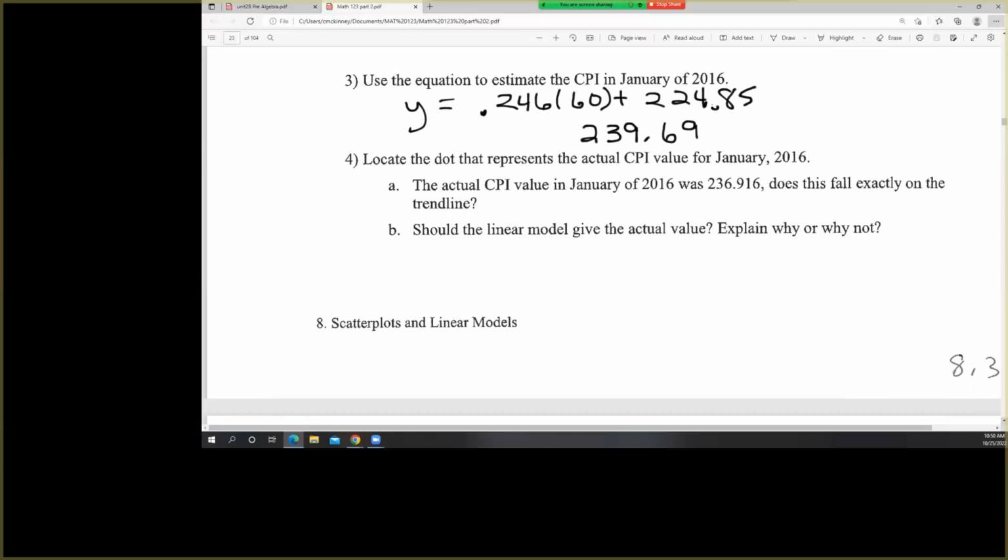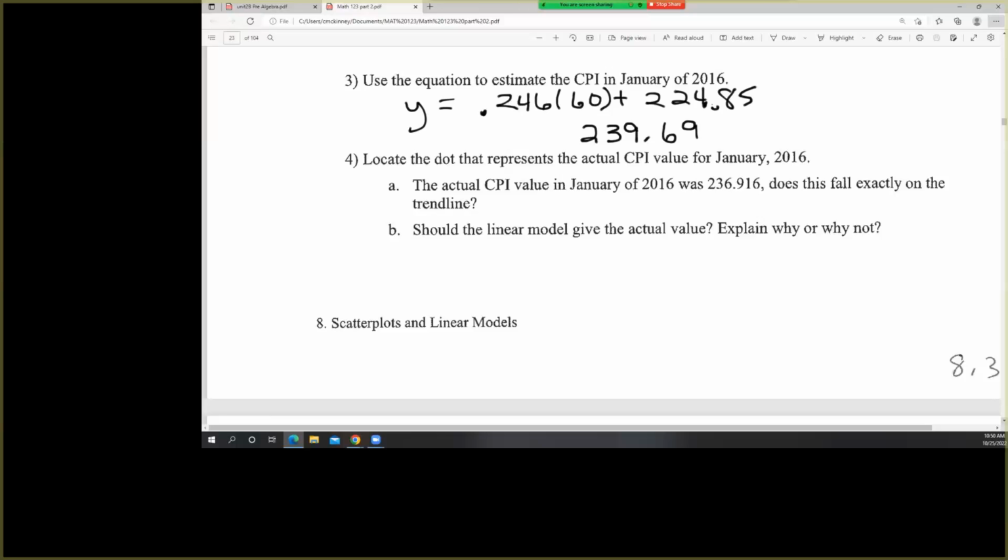So the actual CPI value in January of 2016 was 236.916. Does that fall exactly on the trend line? No. And if you look at the picture, we can see it's not exactly on the line. Also, if it were on the line, we would get that exact number that we just came up with. So the linear model is not going to give the exact value.